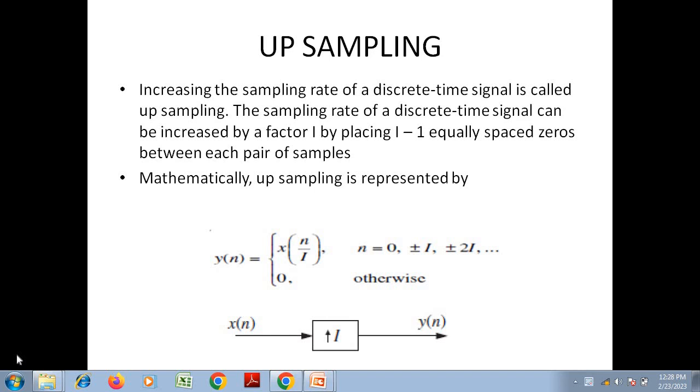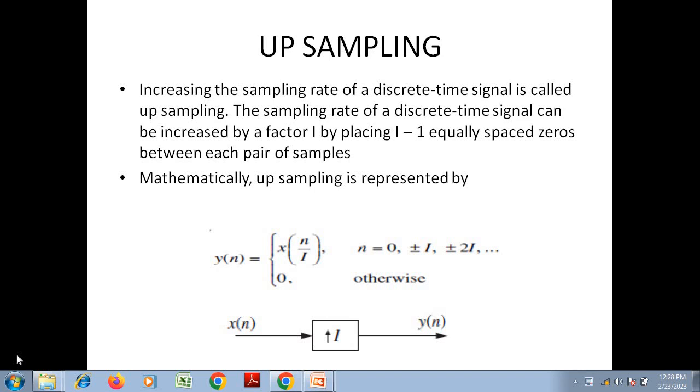Today we are going to discuss upsampling, or interpolation. Increasing the sampling rate of a discrete time signal is referred to as upsampling.